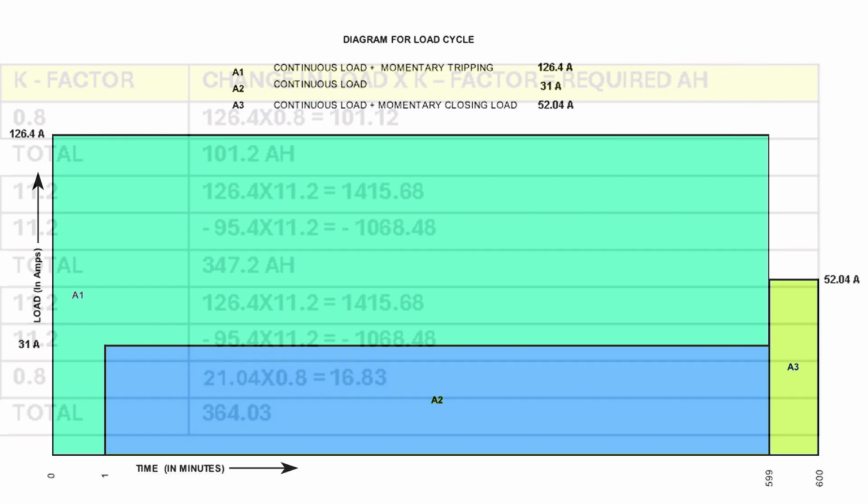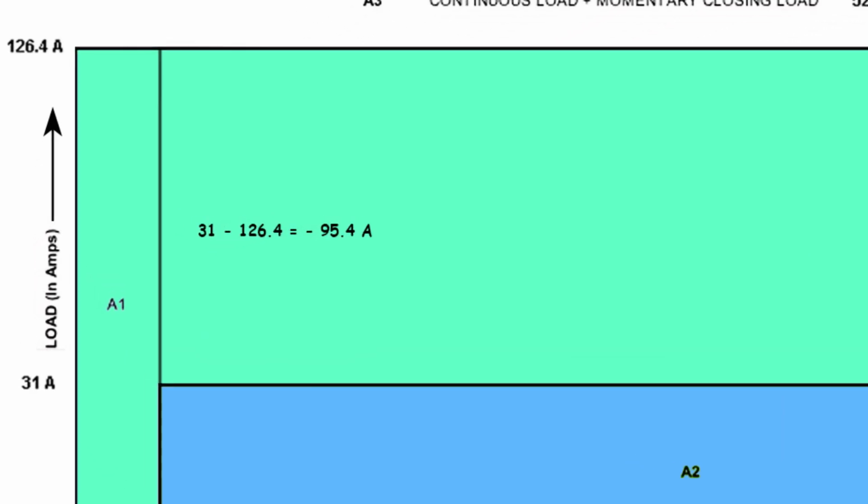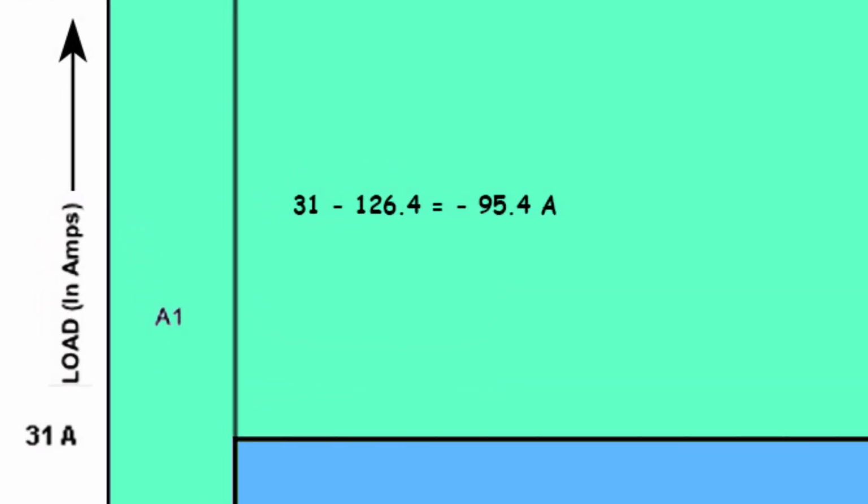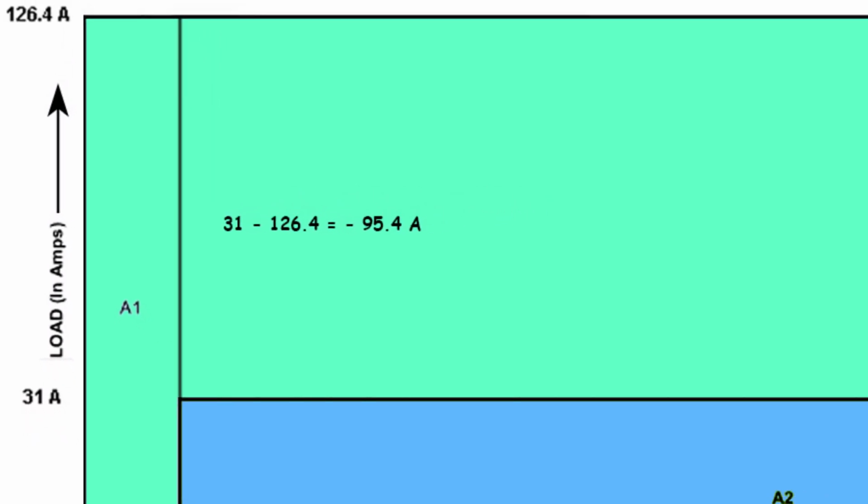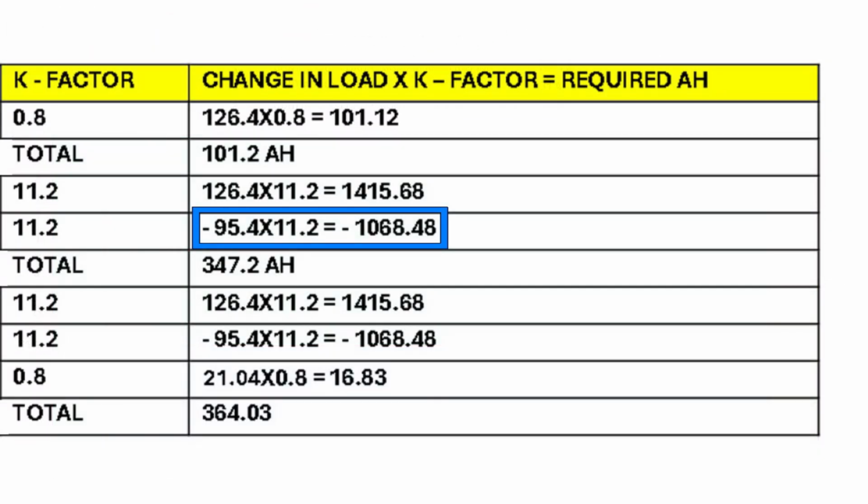Now, what is the change in current from the A1 block to the A2 block? That is nothing but A2 minus A1, and that is here, negative 95.4. This duration is also very near to 10 hours. So the same K-factor will be multiplied with that change in current, and we will get that value, which is negative. So if we consider only that section, section 2, then the sum of these two ampere-hour requirements will give the net ampere-hour requirement, which will be the actual ampere-hour requirement, if we do not consider the last section.